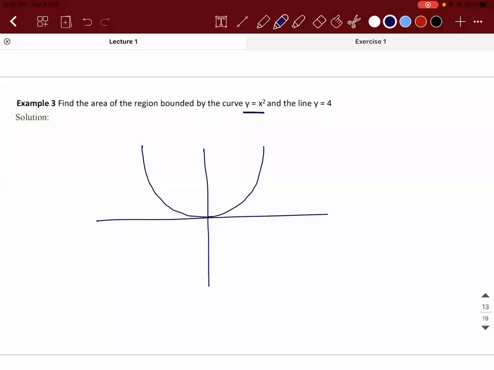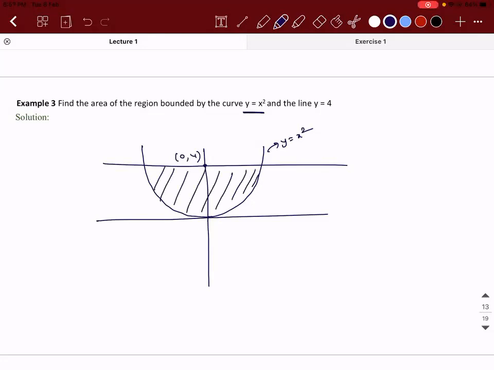Y is equal to x square. And y is equal to 4 is what? Y is equal to 4 is a line which is parallel to x-axis. So this point is 0, 4. And this is y is equal to x square. Right? So what is the region they are asking? This one? No.